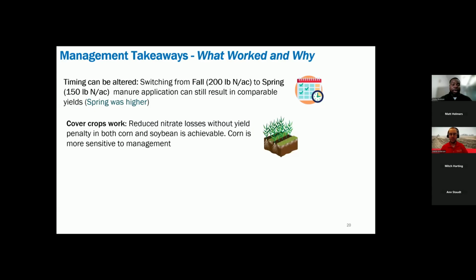The other takeaway we had was that we saw substantial reduction in nitrates or nitrogen coming out of our soils by using cover crops, except in, I think, one of the cases. But for most of our treatments, the cover crops were able to provide the scavenging ability to absorb the excess nitrogen from these plots. However, the corn seemed to be more sensitive to these cover crops if management is not properly done.